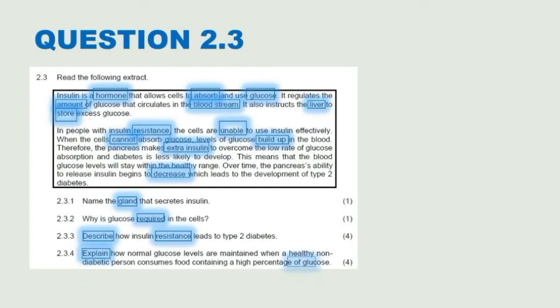Explain how normal glucose levels are maintained. So normal glucose level when a healthy non-diabetic person consumes food containing a high percentage of glucose. So it's a normal person, not someone that's insulin resistant or someone that has diabetes type 1 or type 2.